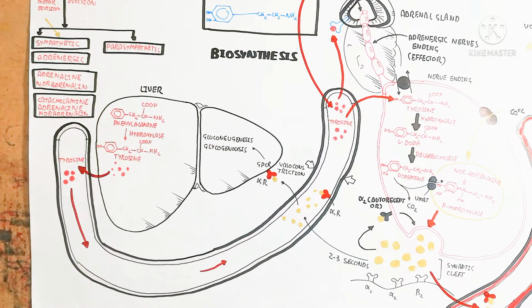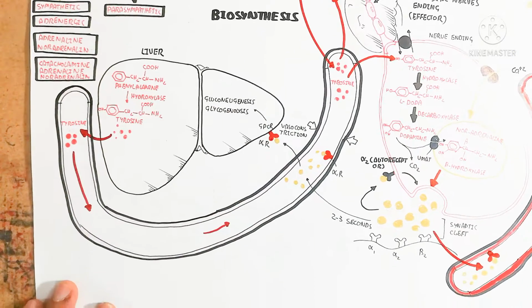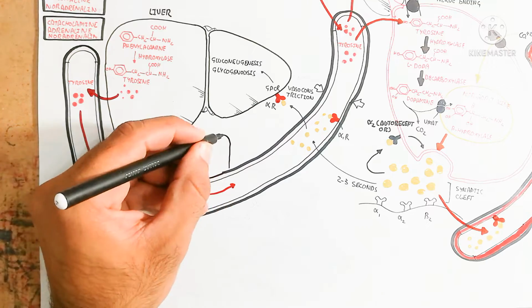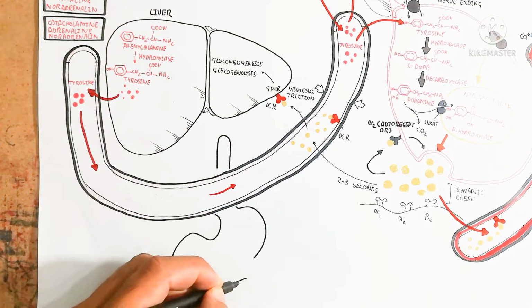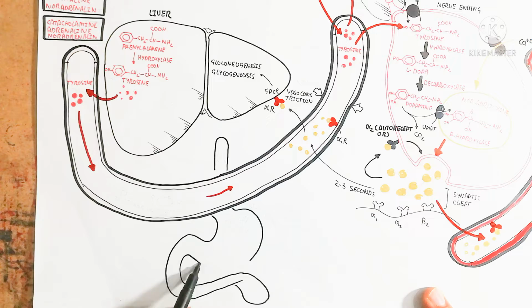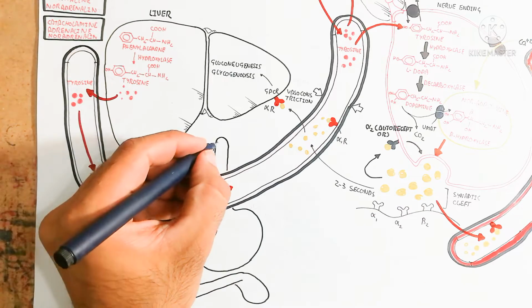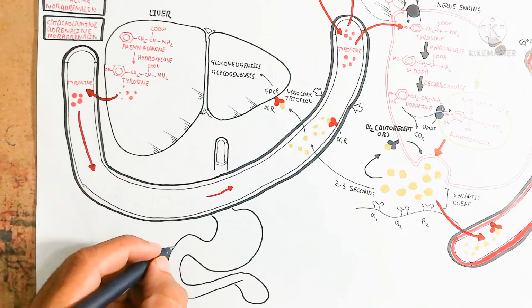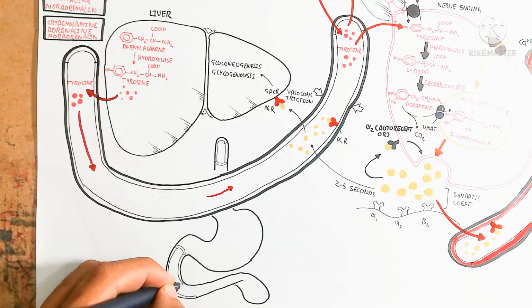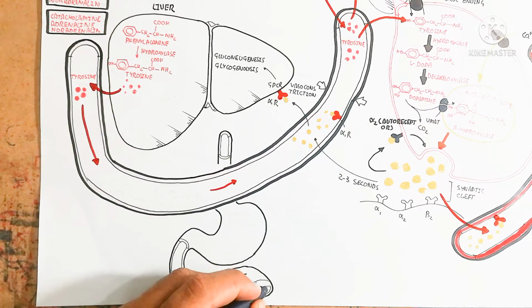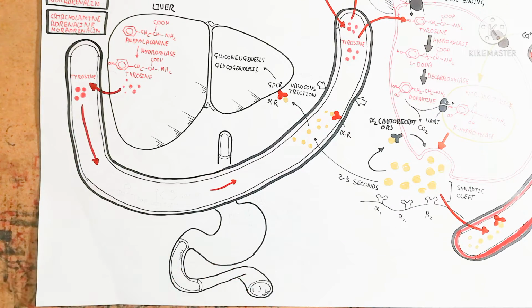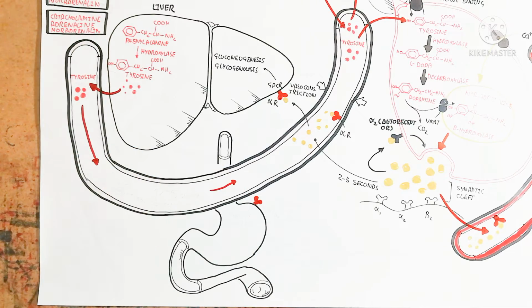While on the other hand, the G-coupled protein receptor, the alpha 1 receptor, is also present in the liver for gluconeogenesis and glycogenolysis to increase the glucose in the blood circulatory system for increased ATP production, and for the brain to use more ATP, because being alert will require more energy.